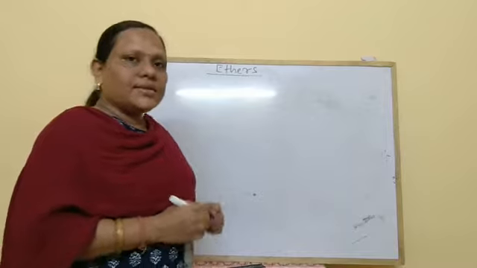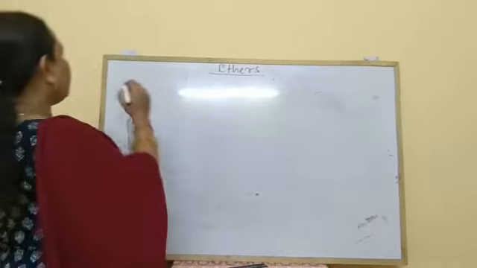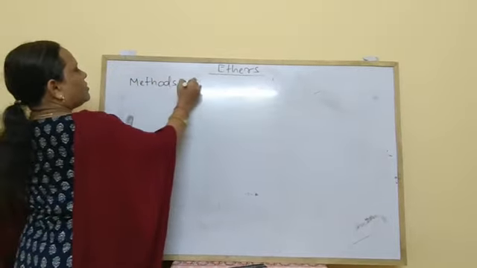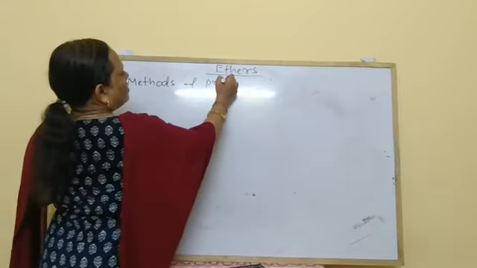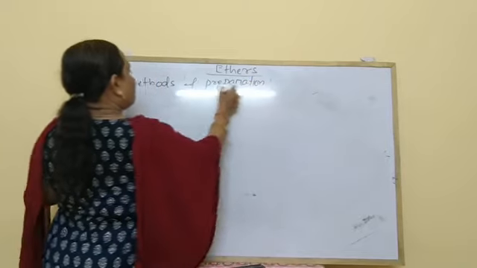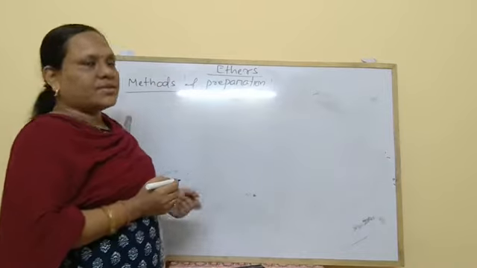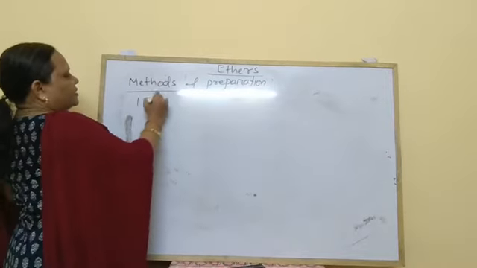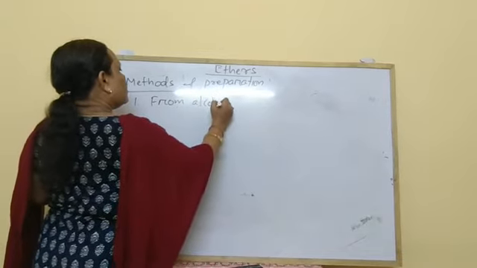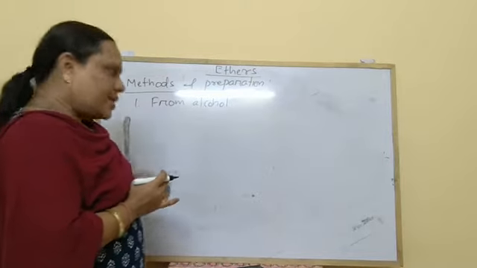Hello students, let us come to the next part of our chapter, that is methods of preparation. An ether can be prepared by various methods from various reagents. One is from alcohol. An ether can be prepared from alcohol by various methods.